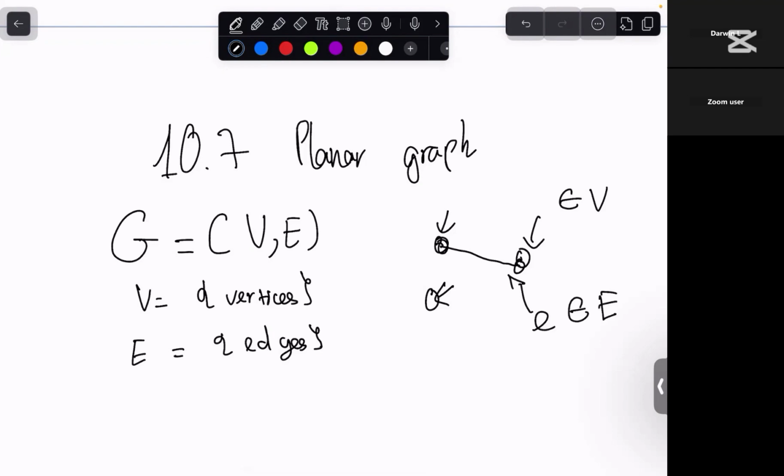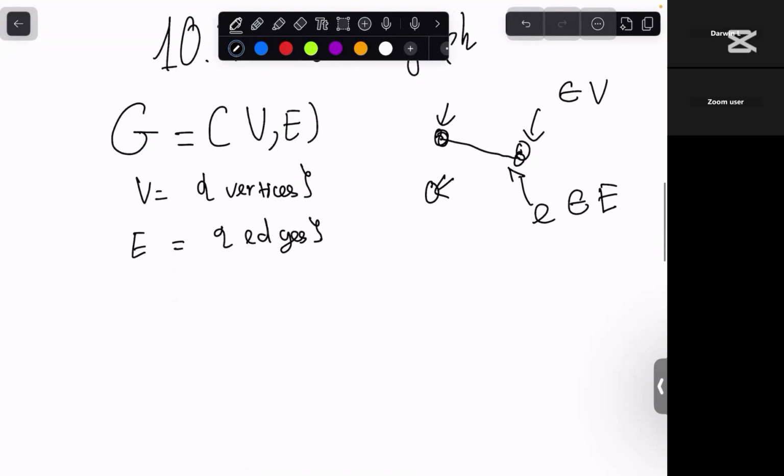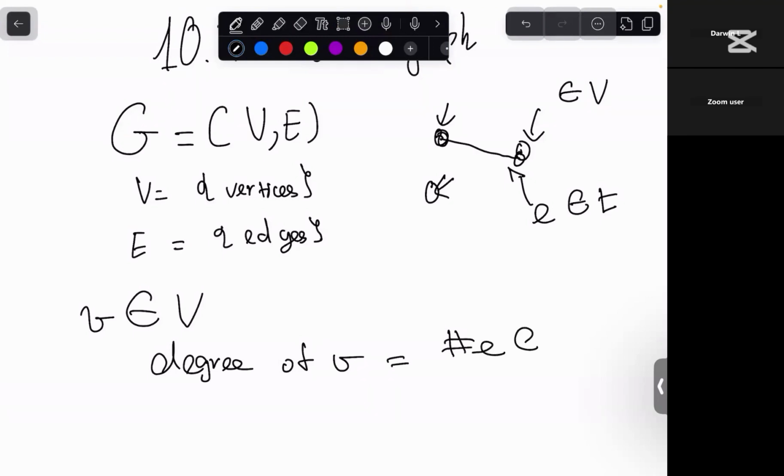So for each vertex, we'll define degree. For each vertex v from the set V of vertices, we will define the degree of v to be the number of edges from E that v belongs to, which means the edge has an endpoint of v. So we would note that as deg(v).